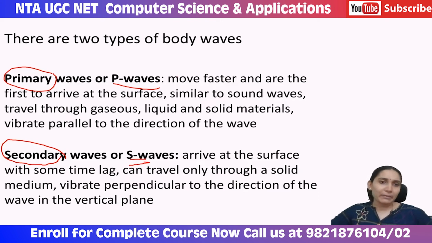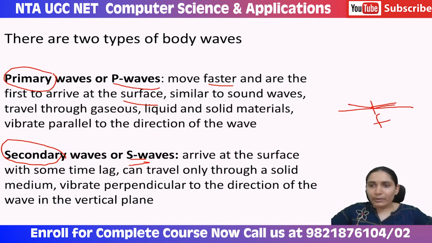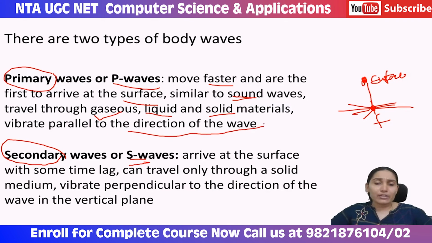Now let's see what a primary wave is first. They move faster and are the first to arrive at the surface. Now you know this is the focus point and from the focus the body waves are traveling. So primary waves are the first one. These waves reach the surface first. That is why they are called the primary waves. And they are similar to sound waves. Why? Because they travel through gaseous, liquid and solid materials, and vibrate parallel to the direction of the wave.